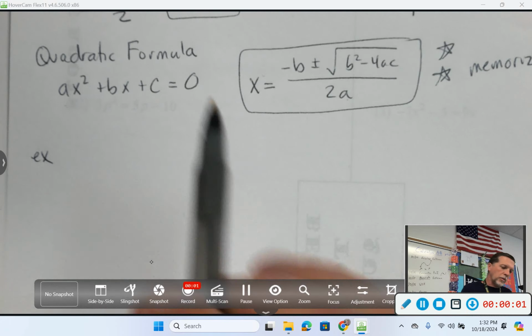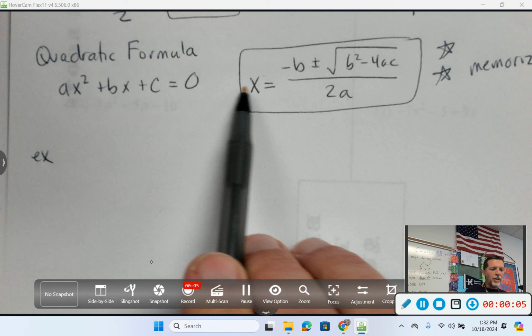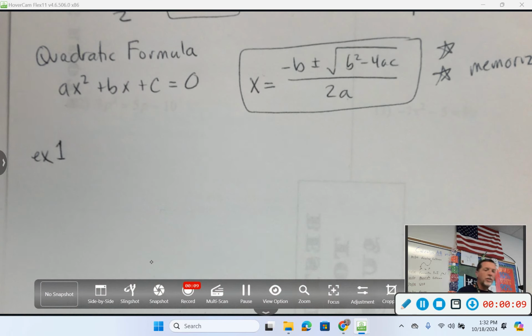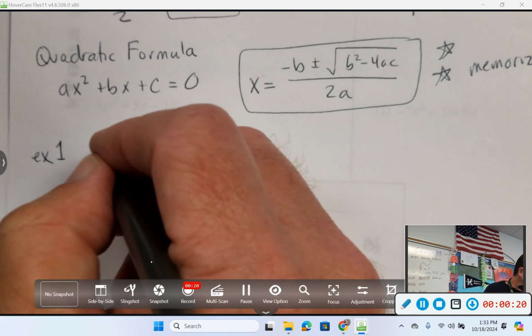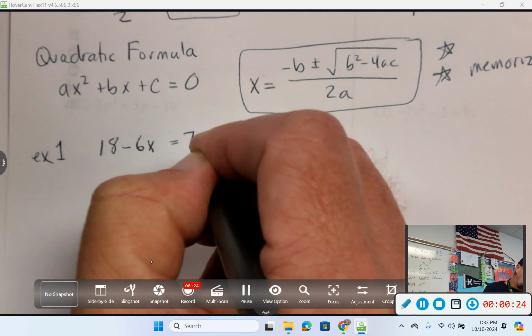Okay, quadratic formula. Again, it's got to look like this to start with, then you apply the formula. We're going to do one example, and the example we're going to do is kind of a hard one, but if you can do the hard one, you can do the easy ones. So we'll jump in with a difficult one, and pretty much they get easier after this. 18 minus 6x equals 7x squared.